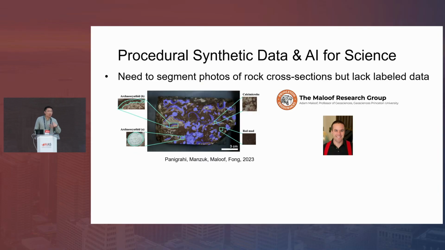Now, what about AI for science? It turns out that there's a lot we can do with synthetic data, especially procedural synthetic data, in the context of AI for science. I actually have an ongoing collaboration with Professor Adam Maylouf at Princeton, who is a professor of geosciences. What their group is interested in is to understand the early history of Earth.